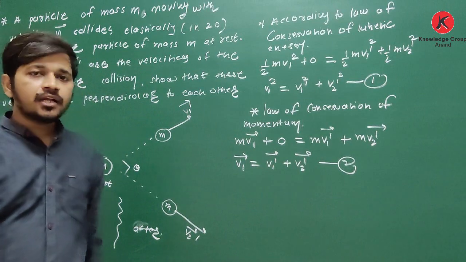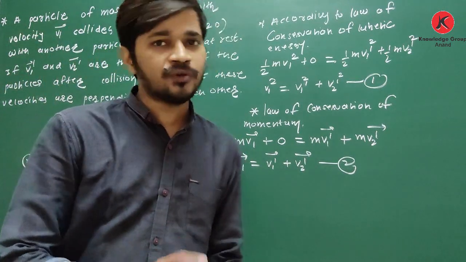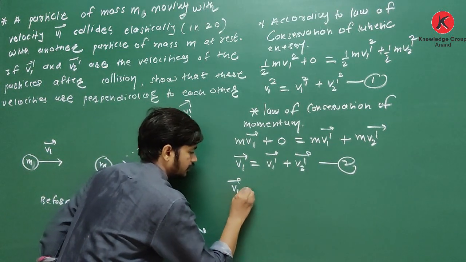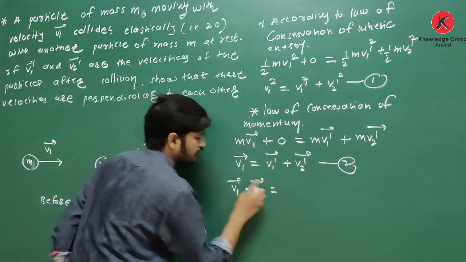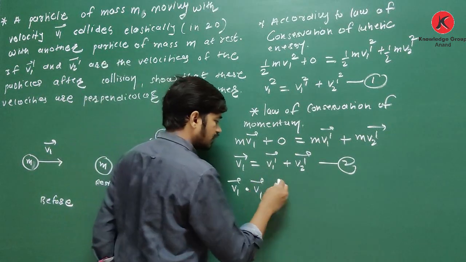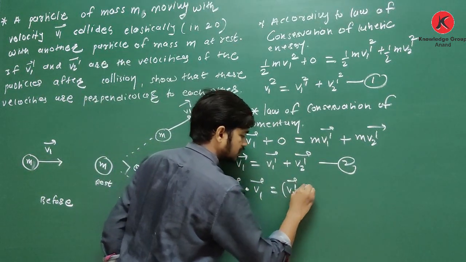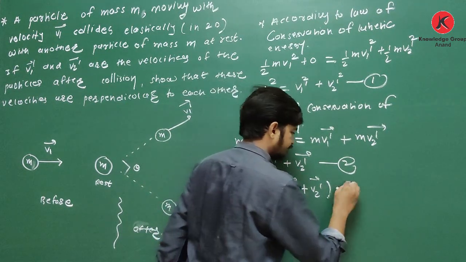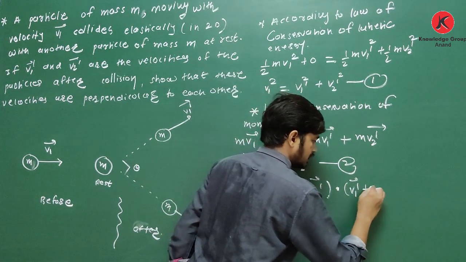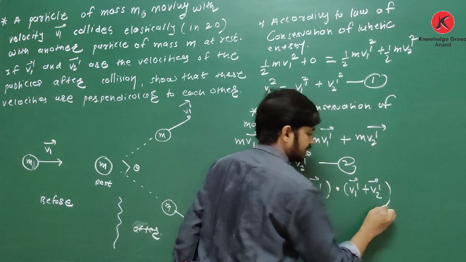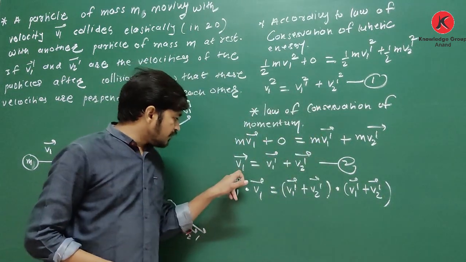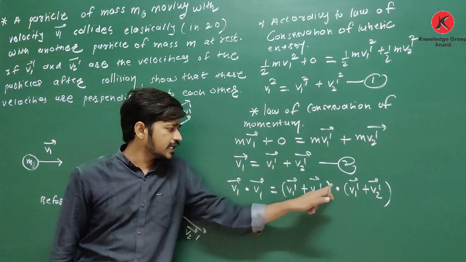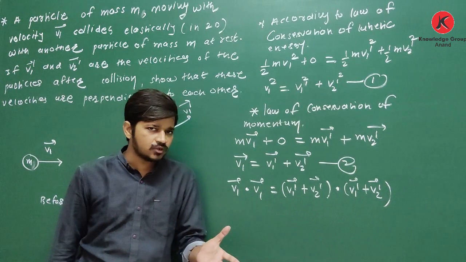Now I will take the dot product of equation 2 with equation 2. It means, see here, v1 dot v1 is equal to this equation. What is the value of v1? v1 dash plus v2 dash dot v1 dash plus v2 dash. Clear about this? See, v1 dot v1 is equal to the right hand side, v1 dash plus v2 dash dot v1 dash plus v2 dash. Clear about this?